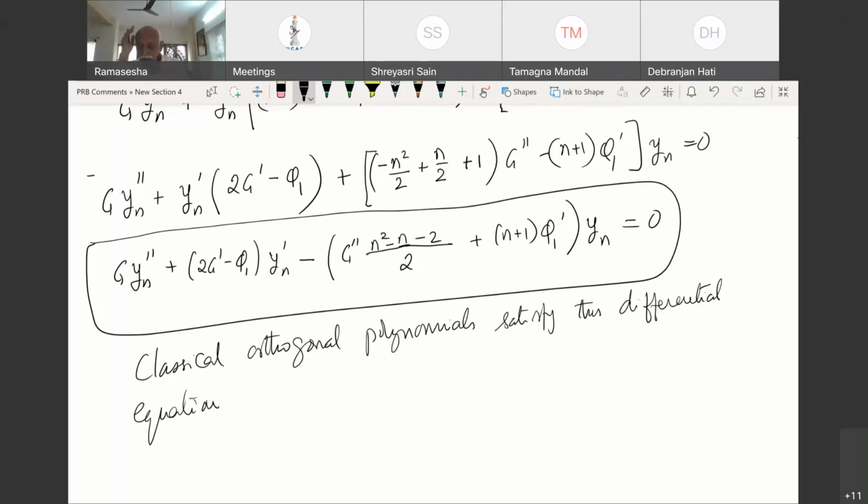Okay, so G is actually a quadratic function, alpha plus beta x plus gamma x squared, and phi1 is a polynomial of degree 1. Then n is the degree of the polynomial, and yn is actually the weight function times the orthogonal polynomial phi n of x. In this, remember that yn is equal to w(x).